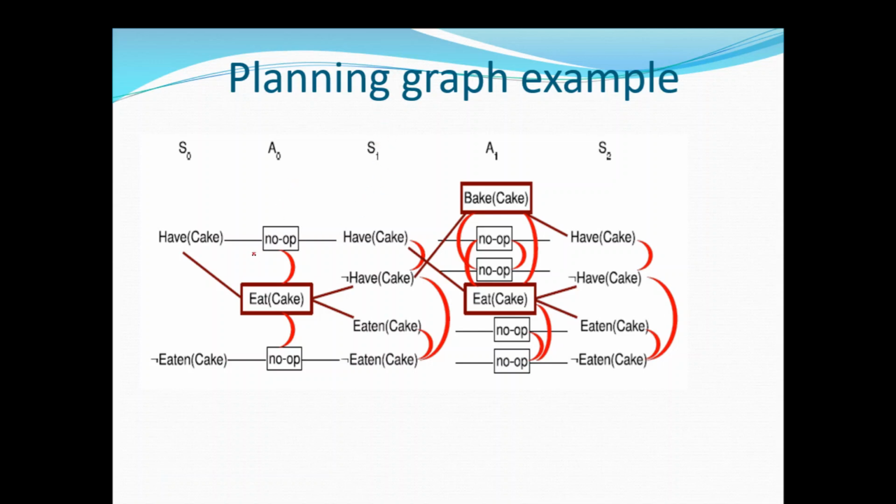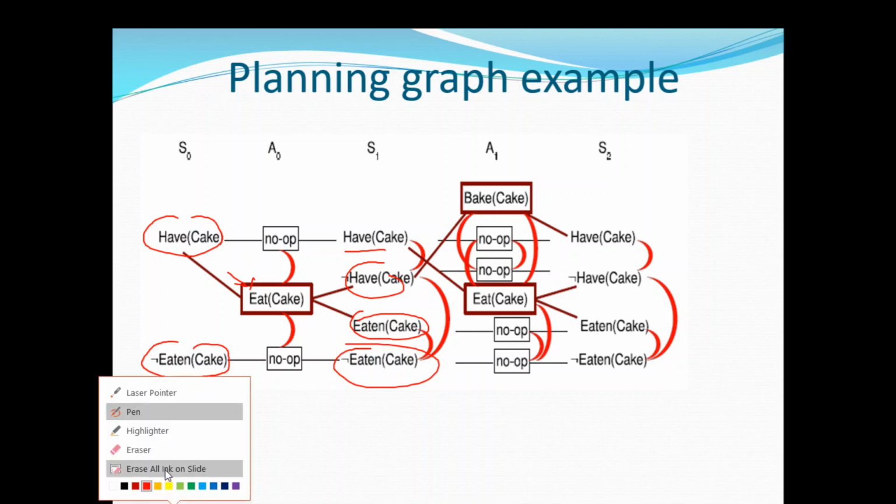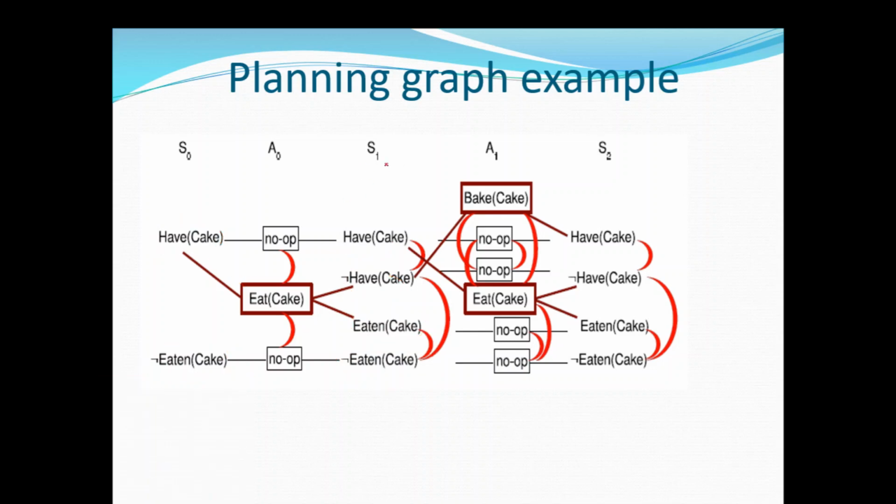Right, so this part is clear, right? So here have cake, no operation, we have cake. Not eaten of cake, no operation, not eaten of cake. Have cake, we can also do eat cake. So when you perform eat cake, you'll have not have cake and eaten of cake. Now again for each of these, here we have four fluents. For each of these four fluents, you can apply no operation and in some cases some action.